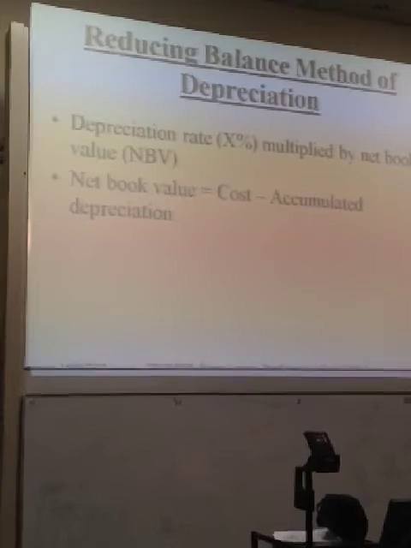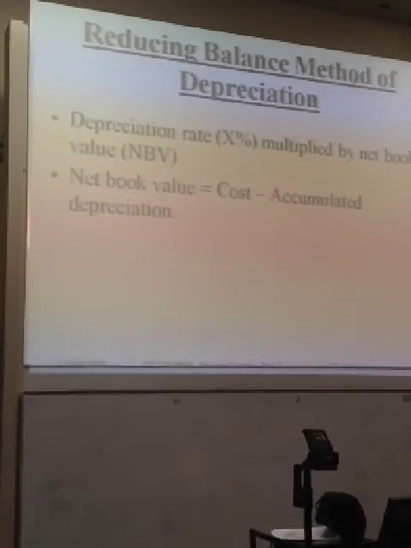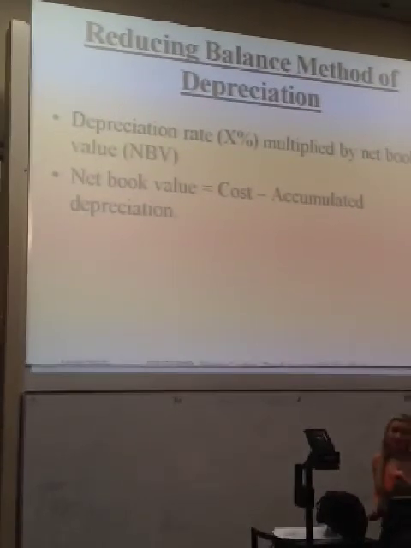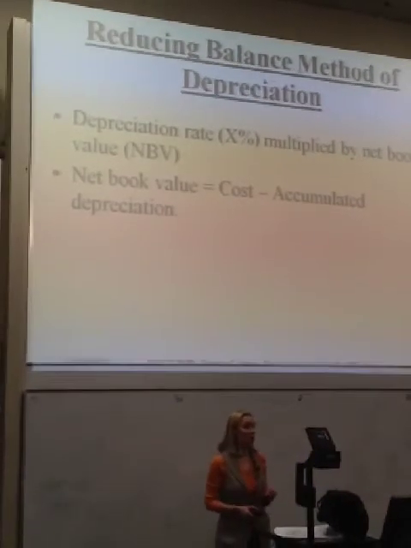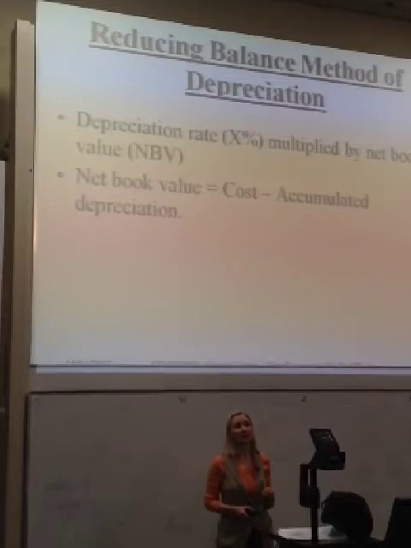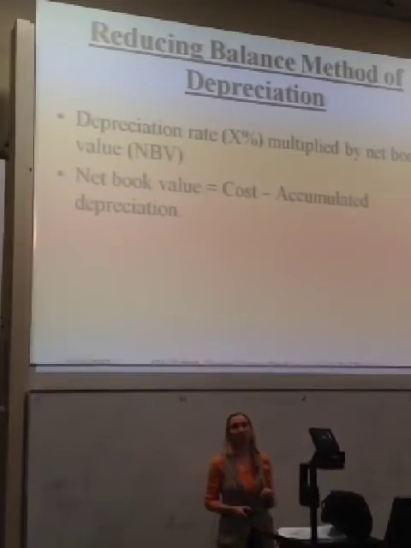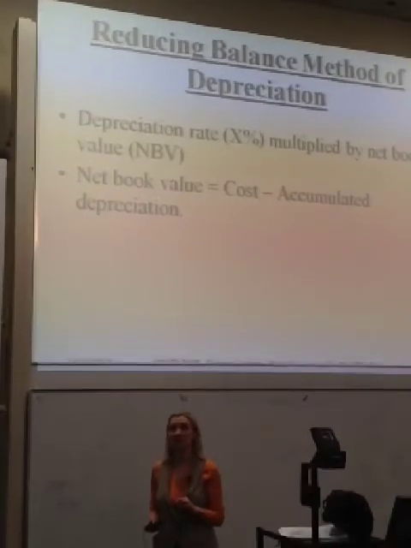Reducing balance method is the depreciation rate X% multiplied by the net book value. What's the net book value? It's cost minus accumulated depreciation. It reduces year after year after year.